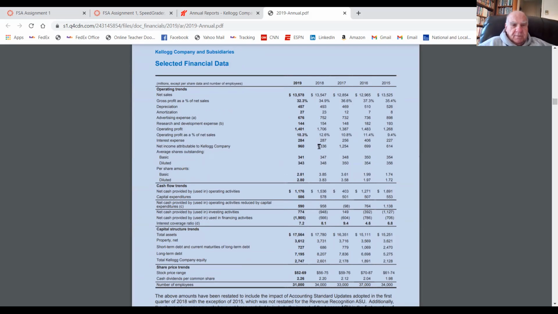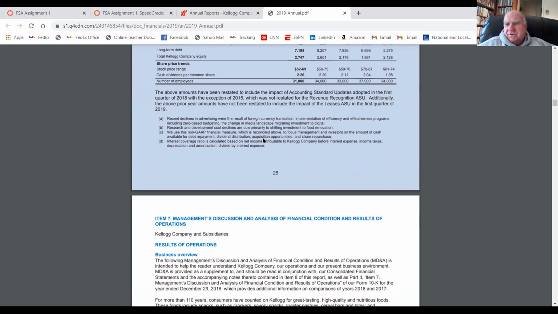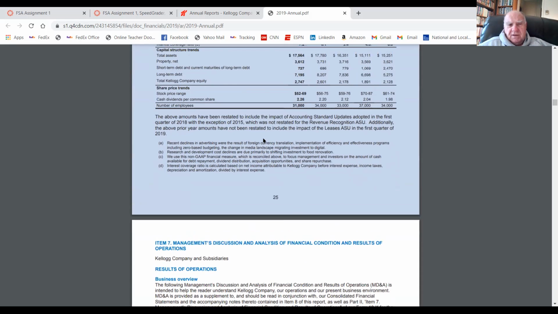Okay. Well, here is where they present it one way. Again, this is not their financial statement. This is just selected data. But just from page 25, you can get that information. So let's take a look at it.